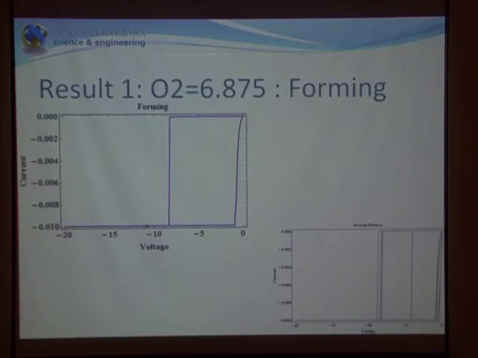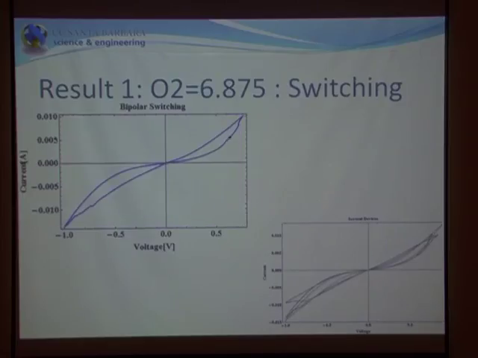And so this is a result for O2 equal to 6.875 flow rate, and the forming voltage is at approximately negative between 8 and 9 volts. And so for a 100 nanometer stack, you might expect something between 10 and 20 volts for your forming process. And I have here a few other devices which exhibit this kind of order of magnitude for the forming voltage. You can switch these devices.